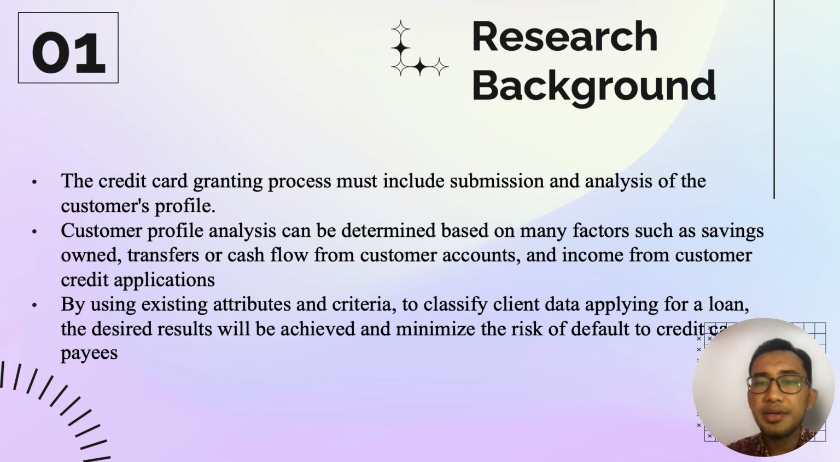Part 1, research background. The credit card granting process must include submission and analysis of the customer profile. Customer profile analysis can be determined based on many factors such as savings, transfers, or cash flow from the customer account, and income from the customer's credit application. By using existing attributes and criteria to classify client data applying for a loan, the desired result will be achieved and minimize the risk of fraud to the credit card base.